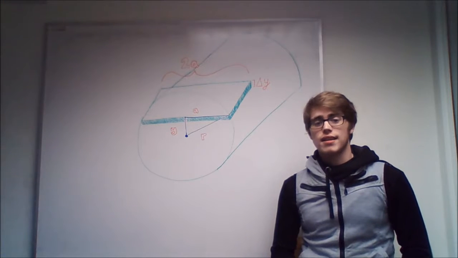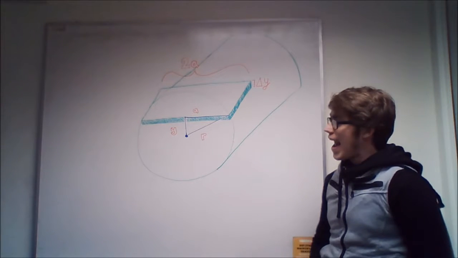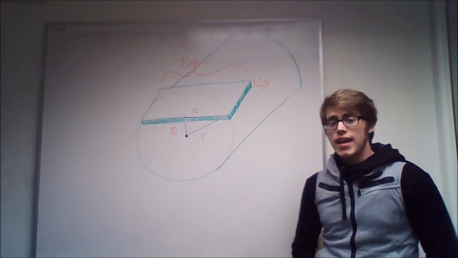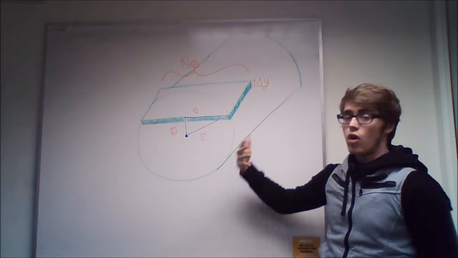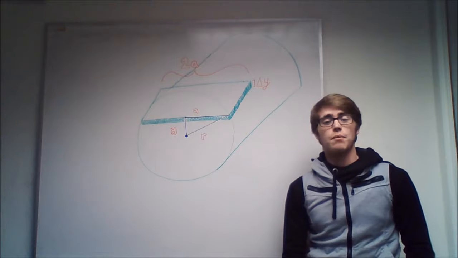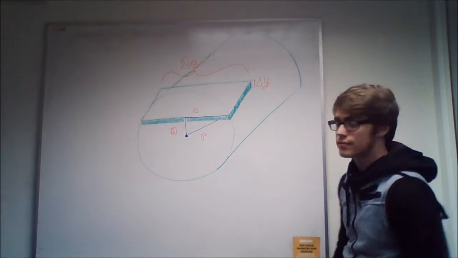So r is the constant that we were given in the question, and y will be the variable in which, at whatever cut, will always be changing. And we can find a by the Pythagorean theorem.